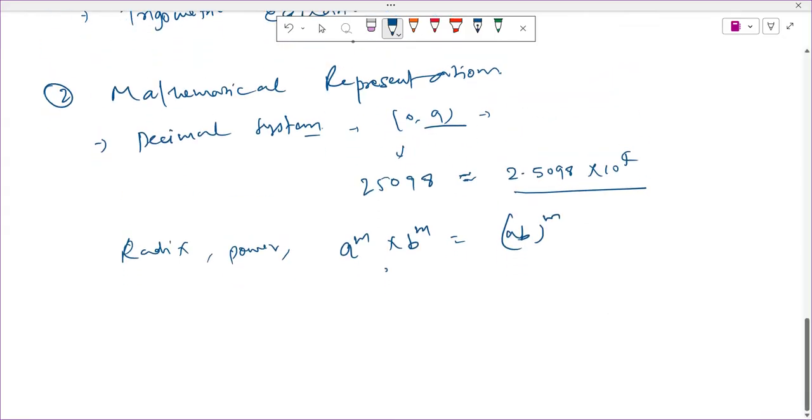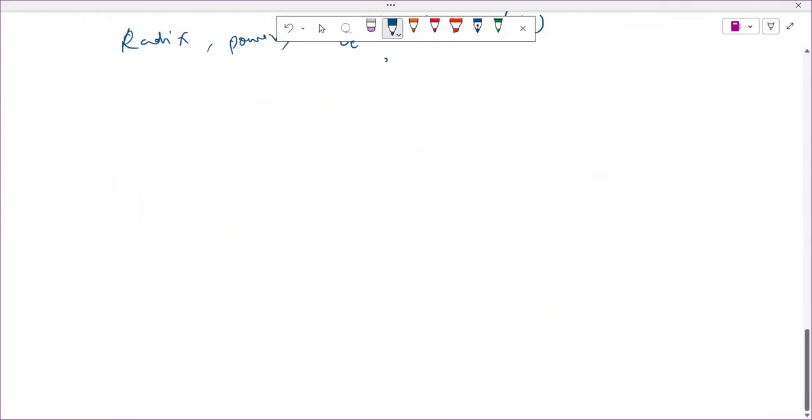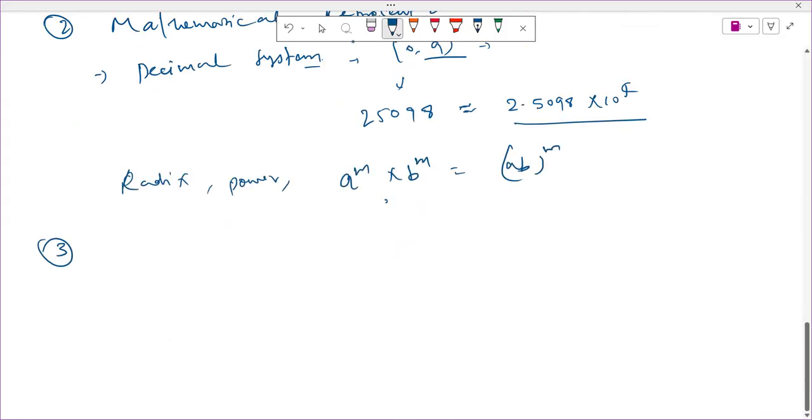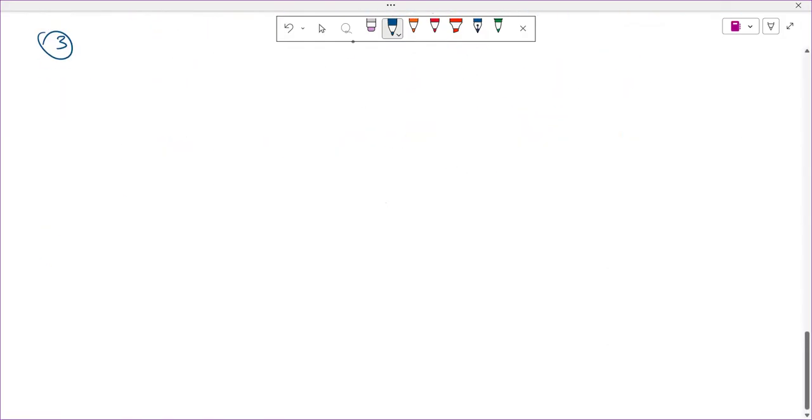So one is solving equations, then mathematical representation. Third thing, I think logarithm comes under this. Power, radix, logarithm or exponential things, it all comes under mathematical representation.